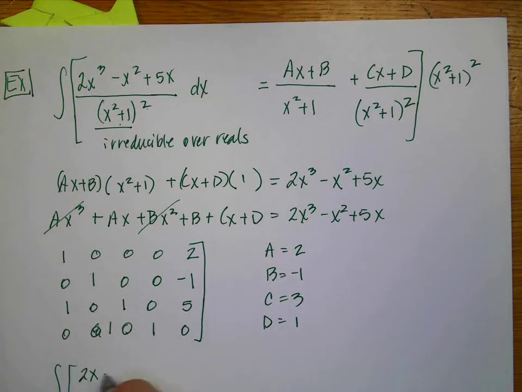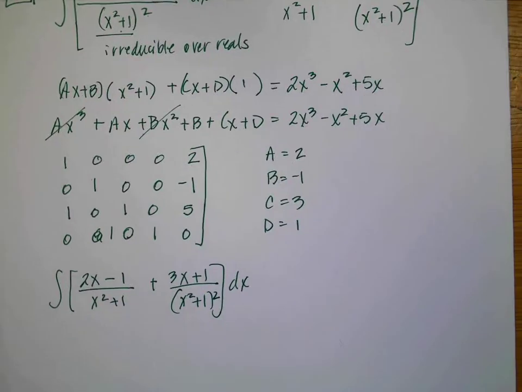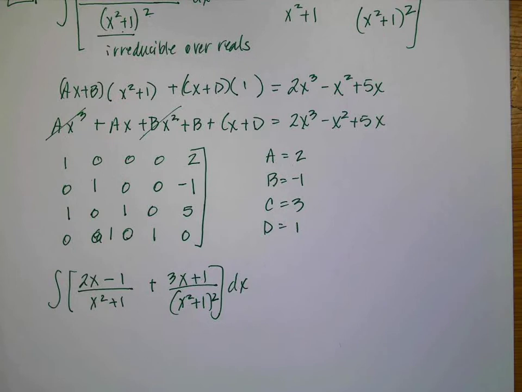So my integral overall would be 2x minus 1 over x squared plus 1 plus 3x plus 1 over x squared plus 1 squared, and then dx. And of course, then I could split it up into two integrals and then manage it from there. So it's a lovely little technique that just helps you to manage different types of integrals that are a little bit problematic.